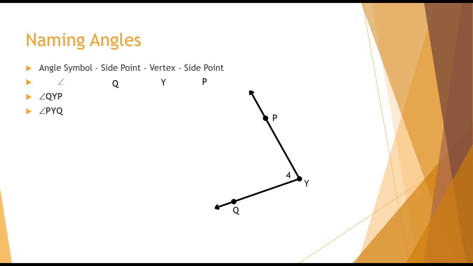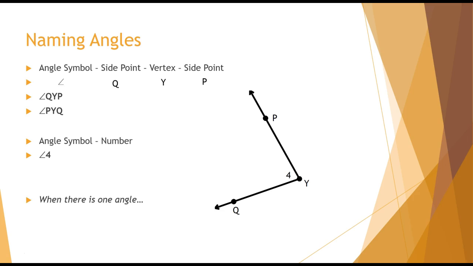Now, if there is a number at the vertex of the angle without a degree symbol, this is just another indicator of which angle we're talking about. So, if that number is there, you can call it angle symbol and then the number. In this case, angle 4. Again, we need to be careful. That 4 is not saying this angle measure is 4 degrees. It's just giving us another opportunity to name the angle.